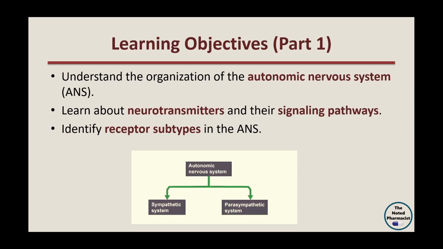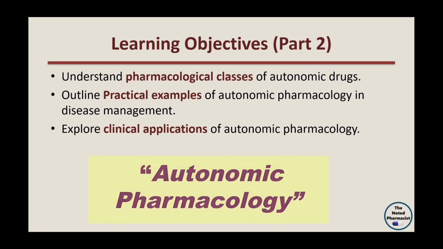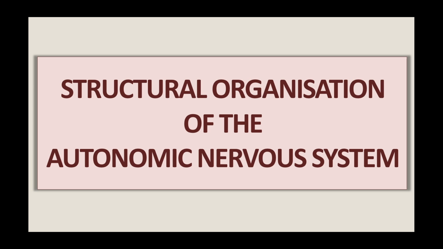By the end of this video, you will achieve the following key learning objectives. Understand the anatomical and functional organization of the autonomic nervous system, ANS. Learn about the neurotransmitters involved in autonomic signaling and their pathways. Identify receptor subtypes in the ANS and their pharmacological roles. Understand the pharmacological classes of autonomic drugs and their mechanisms of action. Explore clinical applications of autonomic pharmacology in treating various diseases. Analyze real-world examples and case studies to solidify your understanding.